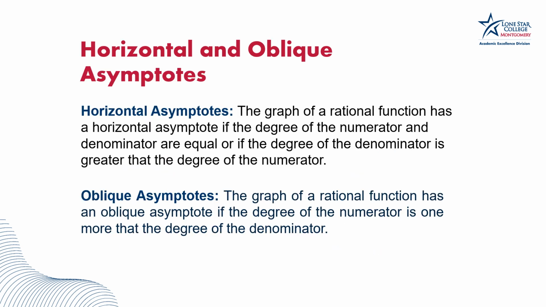Now we look at horizontal and oblique asymptotes. For horizontal asymptotes, the graph of a rational function has a horizontal asymptote if the degree of the numerator and denominator are equal, or if the degree of the denominator is greater than the degree of the numerator. For oblique asymptotes, the graph of a rational function has an oblique asymptote if the degree of the numerator is 1 more than the degree of the denominator. So we'll look at more examples of that later.